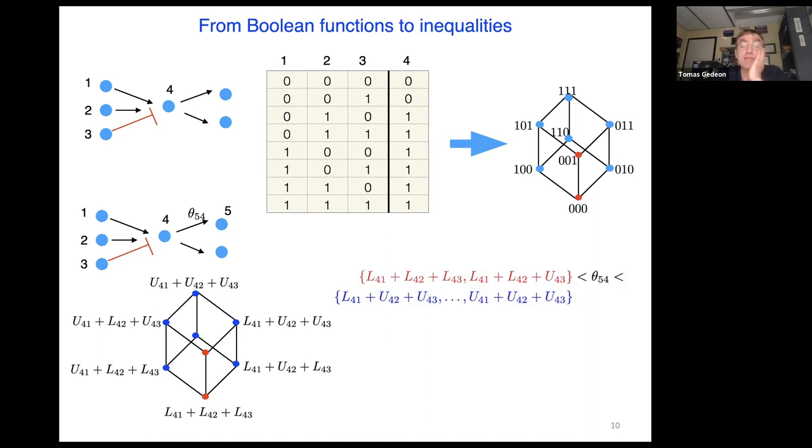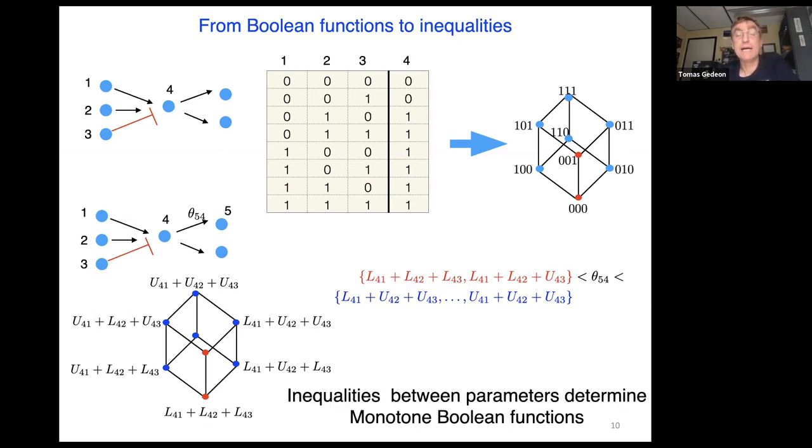And now I can express this hypercube in terms of an algebraic expression. What I'm trying to say here is that the sums of L's for the two red inputs are lower than the threshold theta 5,4, and all the blue ones are above the threshold. So I'm expressing the Boolean function, i.e. if you are over threshold you are one, if you're below threshold you are zero, in terms of this big long inequality. So the Boolean function on top is expressed in terms of a set of inequalities.